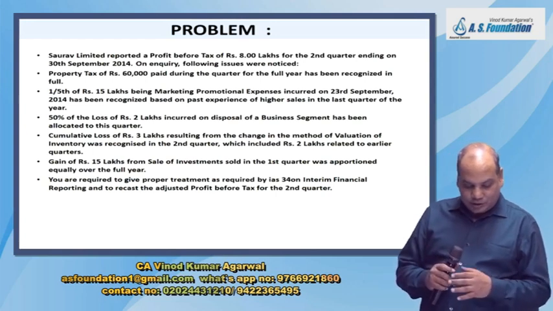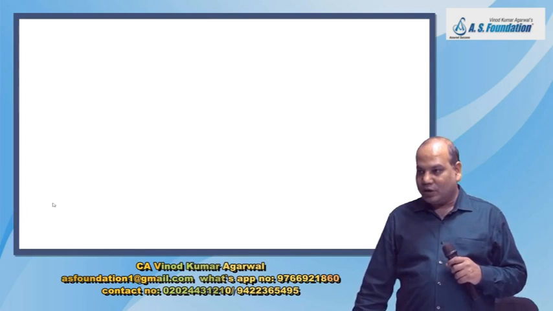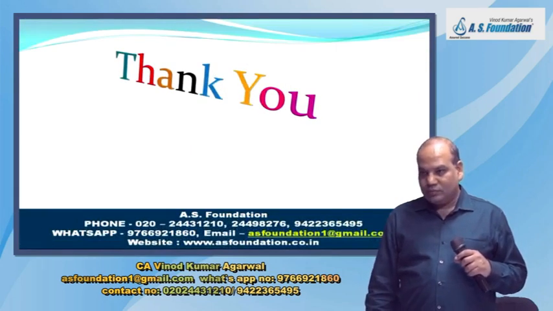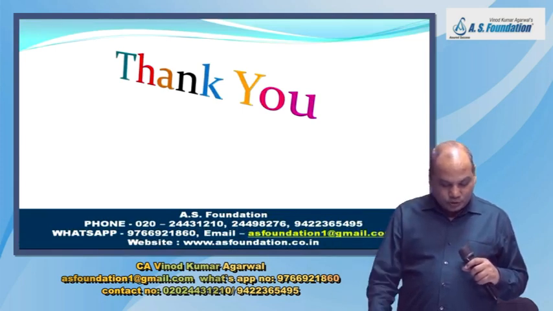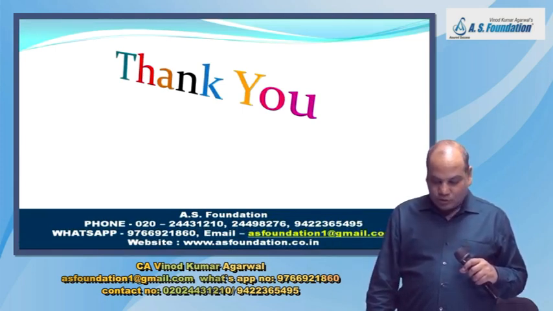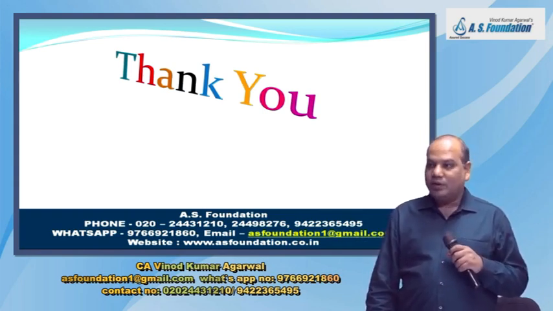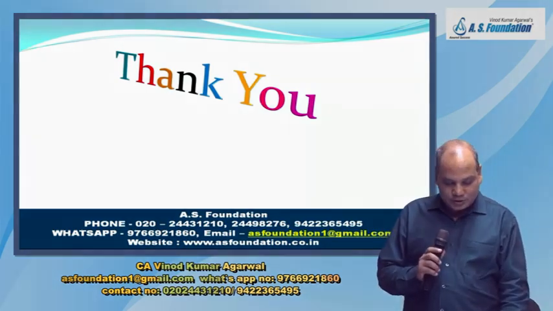Right there. Adjusted PBT for the second quarter. Is it 6.3 lakh? It's written there. Actually negative or positive? Is it negative? Oh. Because you have so much of losses. The company should also restate the result of the previous quarter based on the above adjustment. This answer is over. This chapter is over.